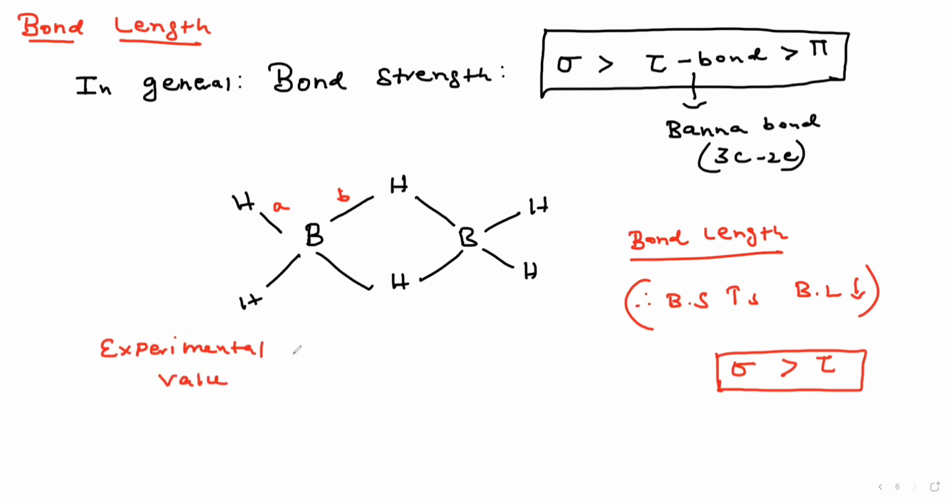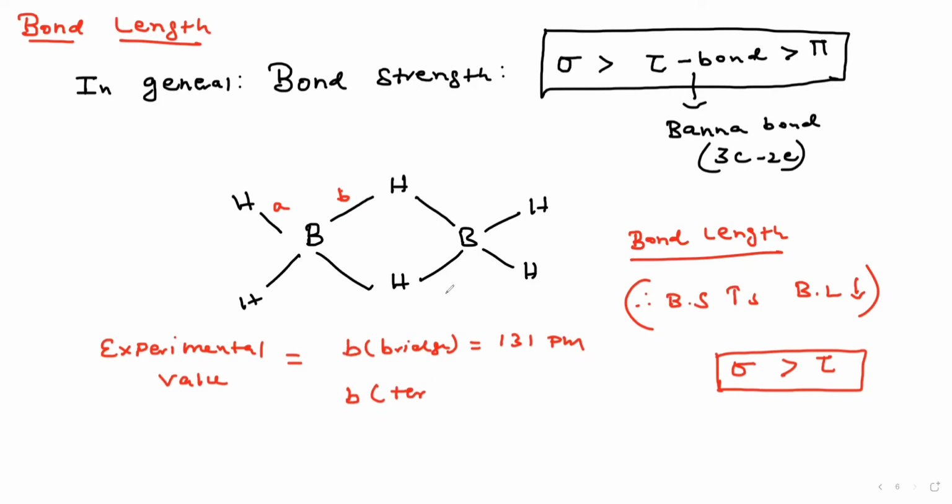What is the value? The A, nothing but bridge. This is bridge 1. What is the bond angle? It's around 131 picometer. Now this is B, terminal, right? Sorry, B is bridge. B is bridge 1. Please note. This is B.